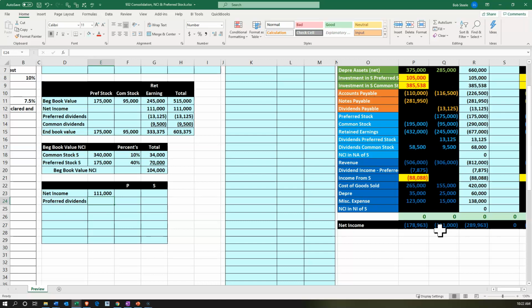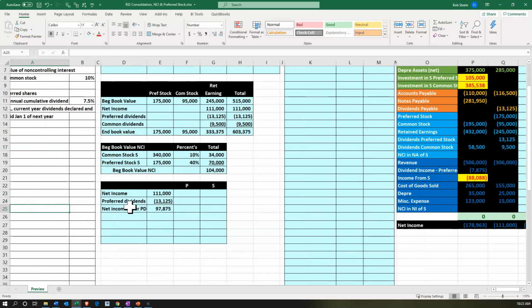So we're going to say, all right, the preferred dividends were this 13. So I'm going to say let's remove the 13,125 for the preferred dividends, and that's going to give us the net income after preferred dividends, which is going to be the sum of those two, let's say. Let's put a little underline on this one for some formatting purposes.